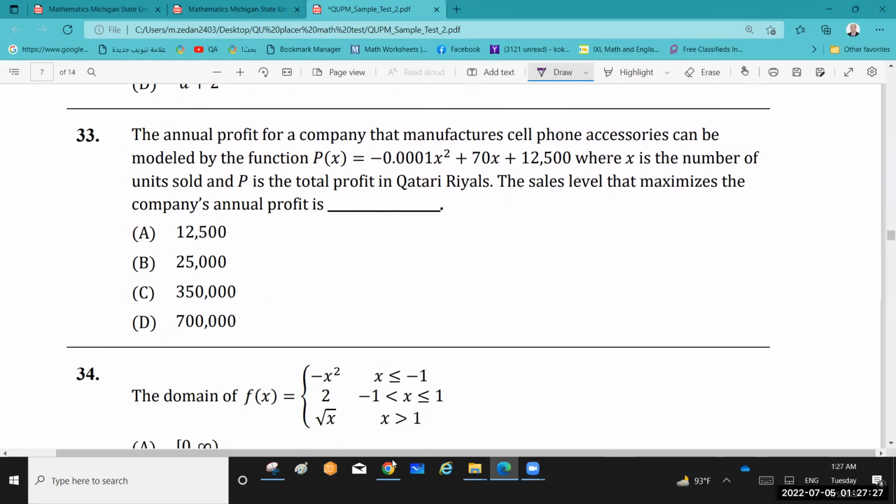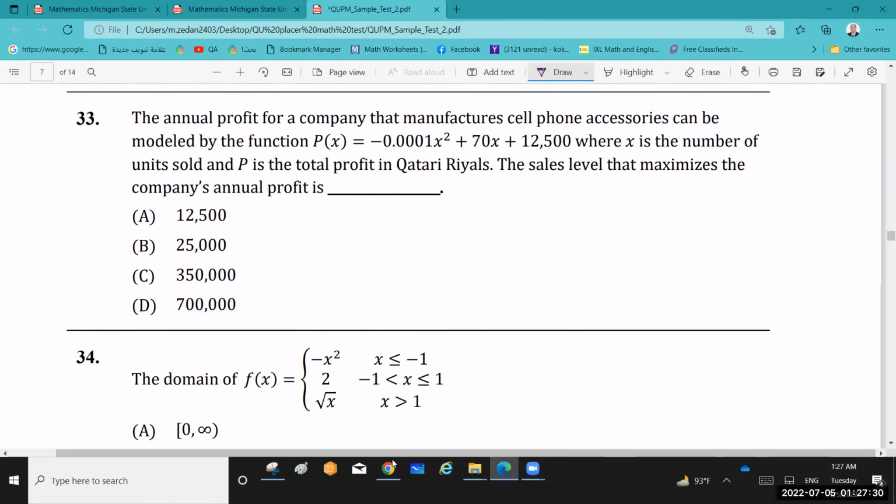The annual profit for a company that manufactures cell phone accessories can be modeled by this function, where X is the number of units sold and P is the total profit in Qatari riyals. The sales level that maximizes the company's annual profit is what? Look at this function. This function is represented graphically by a parabola opening upward.